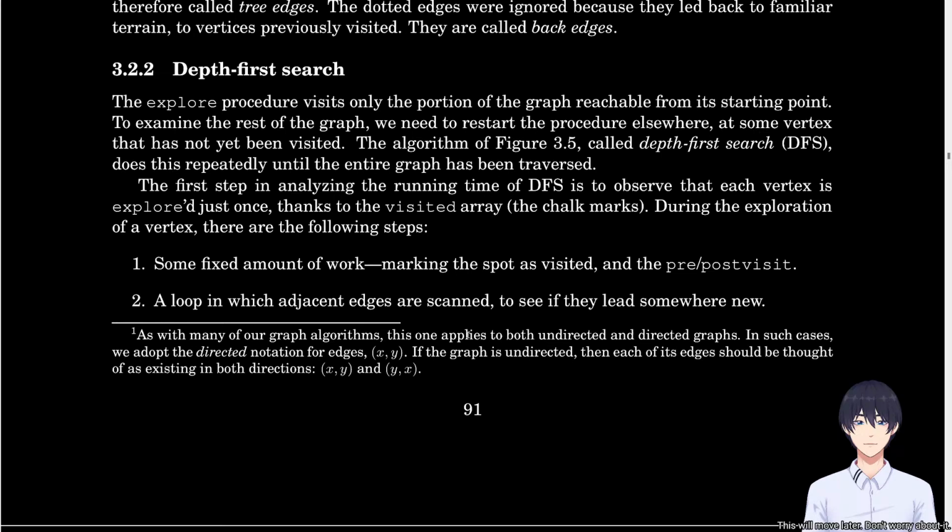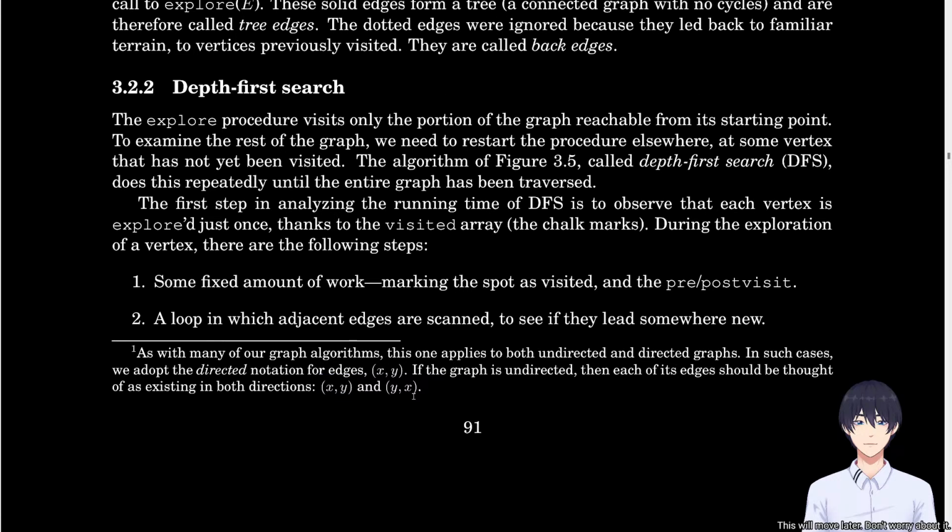Yeah, this applies to both undirected and directed graphs. In such cases, we adopt the directed notation for edges x, y. If the graph is undirected, then each of its edges should be thought of as existing in both directions, x, y, and y, x. So if it's undirected, then this is not a tuple, but a set. Cool.